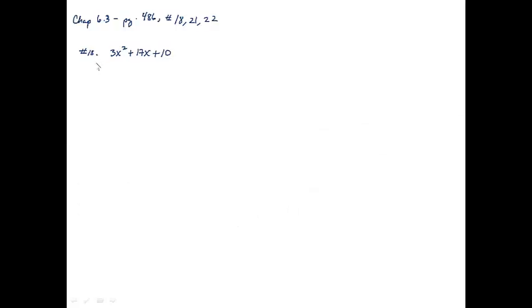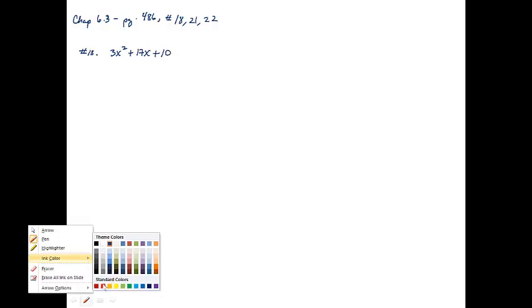Chapter 6.3, still factoring. This time my leading coefficient is not 1, it's something other than 1. Again, we're going to practice the steps. We're in the chapter review on page 486. Let's start by looking at number 18.